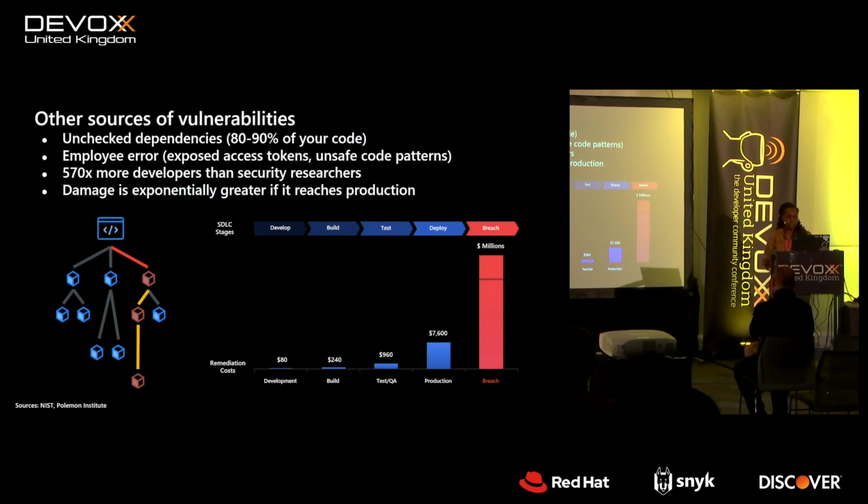Other sources of security vulnerabilities, apart from the dependencies, are employee error. We are all human. So we have exposed access tokens, code patterns that are unsafe. And we still have that, even if the damage is usually exponentially higher when you determine these security vulnerabilities in production than in development. Okay? So what can we do in order to identify these security vulnerabilities early on?